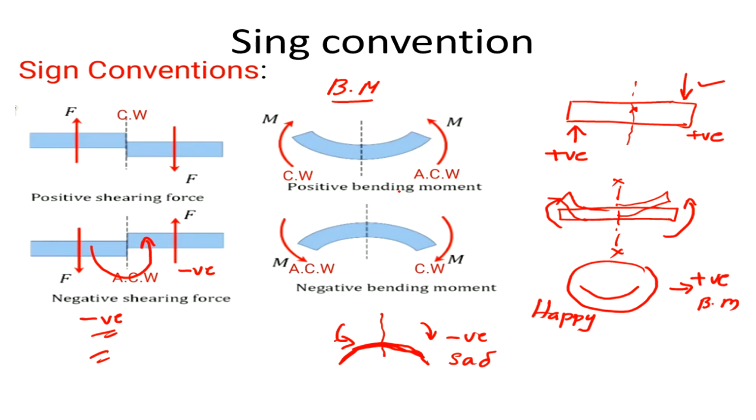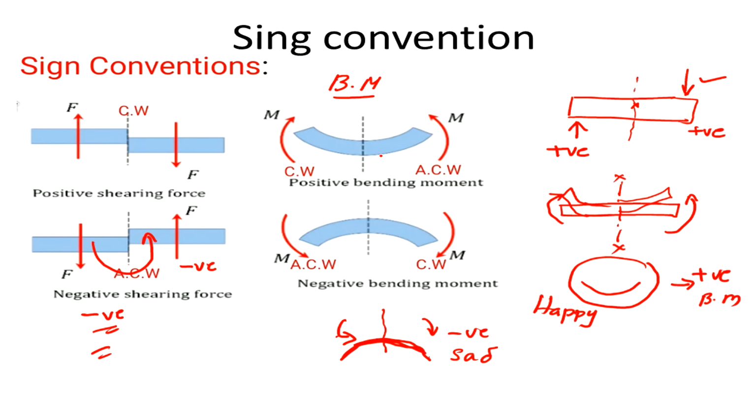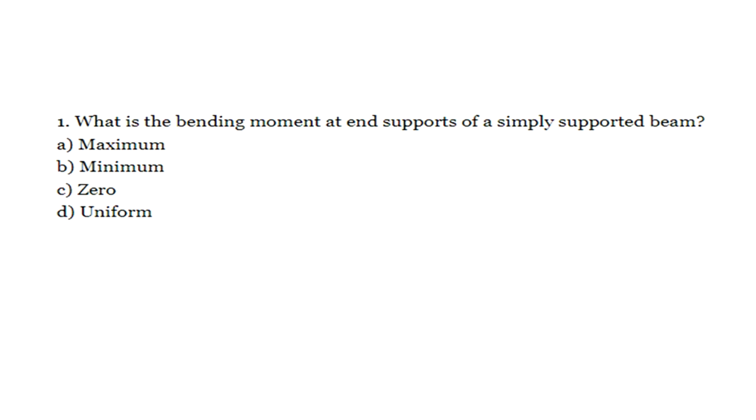Okay, and this positive bending moment is again called sagging bending moment, and this type of negative bending moment is again called hogging bending moment. This is the sign convention of shear force and bending moment. So next we can discuss some MCQs.